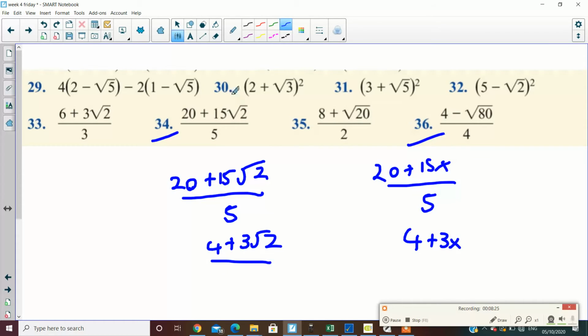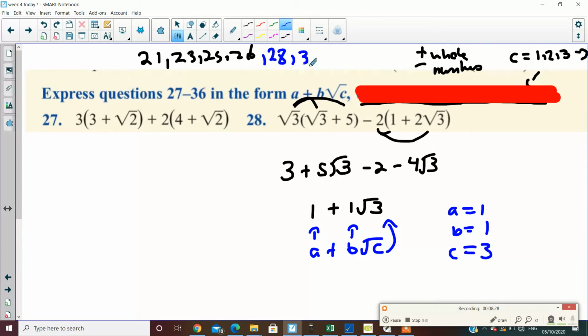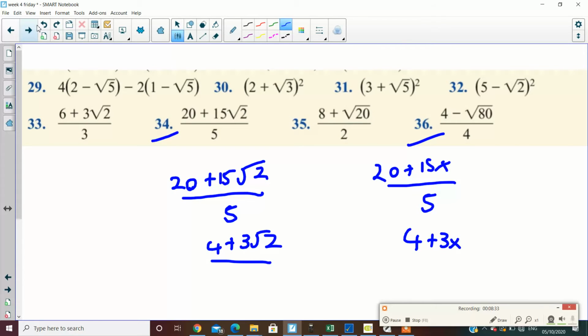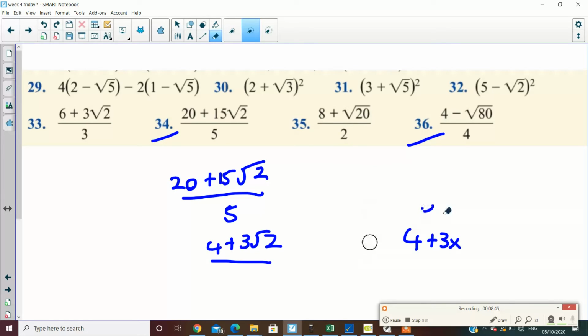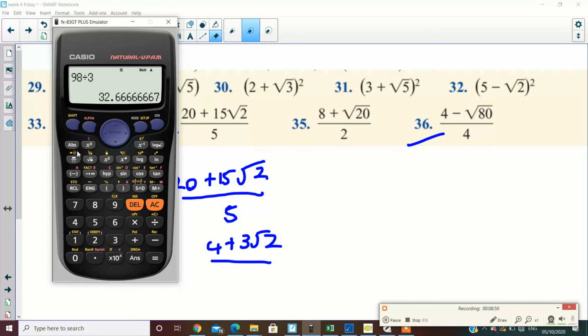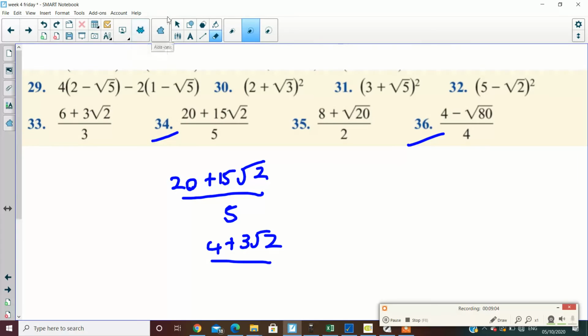You guys do 36 now. Do you know the great thing is? Look at this. You just always throw it in here, and you know what answer you're expecting. Even if it's an exam, you'll know what answer you're expecting. You're expecting 1 minus root 5. Just a matter of getting there. Okay.